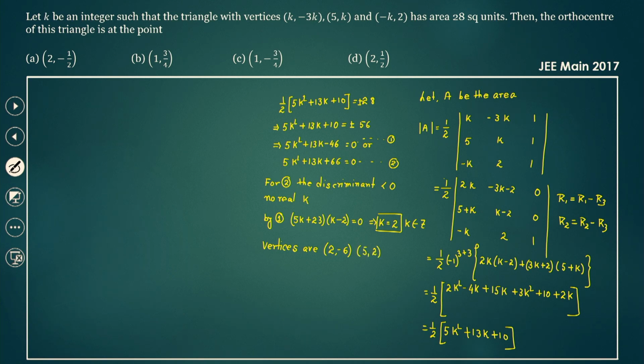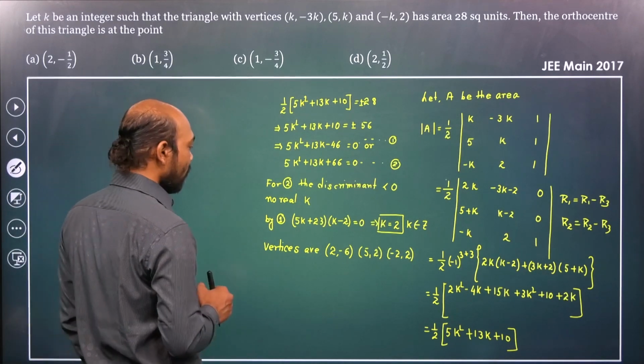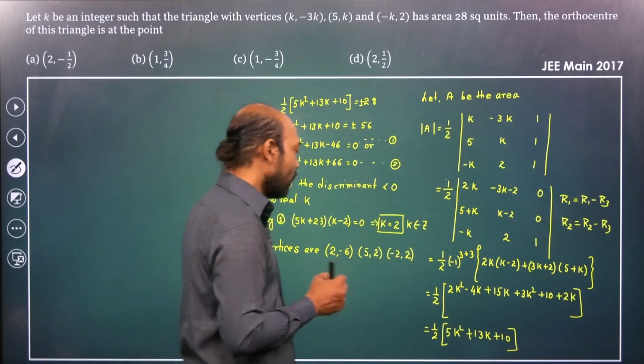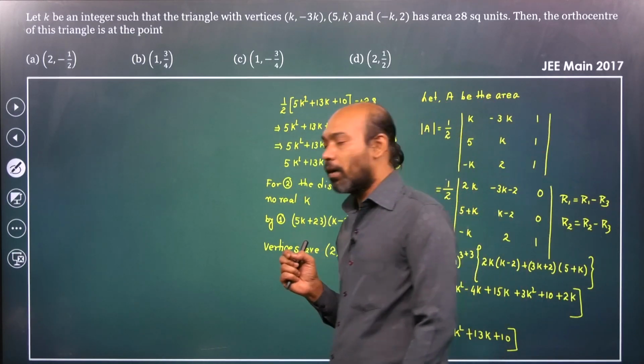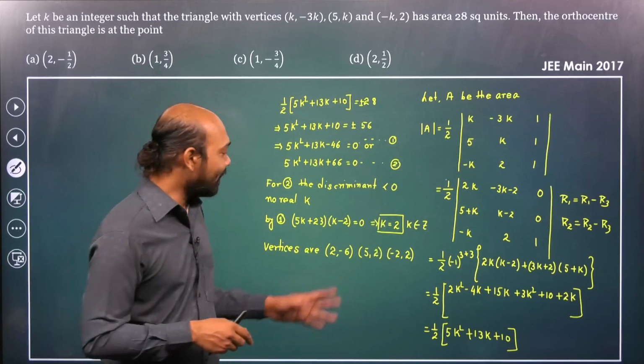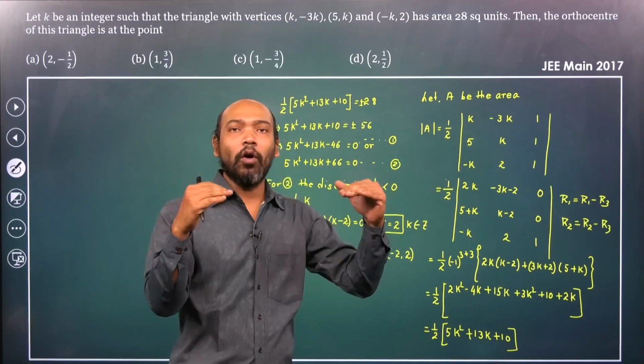And then we have minus 2 and 2. That's it. So that gives you the vertices. Let's go ahead and try to sketch the equation. Now see that for 5, 2 and minus 2, 2, the y coordinates are the same. So therefore it actually lies on a horizontal line.